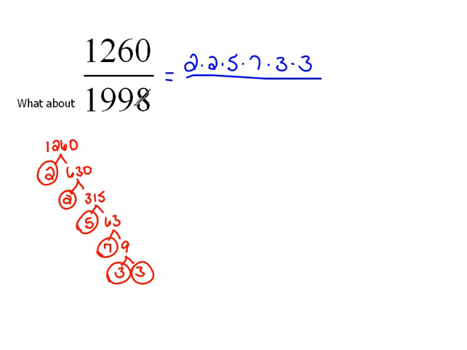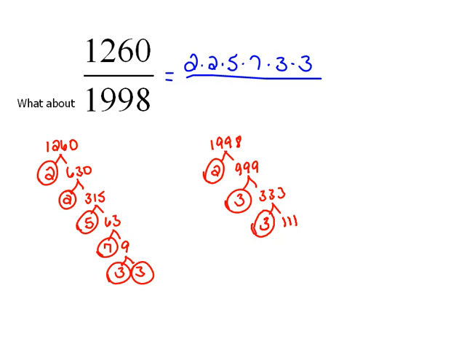And now let's do the exact same thing with the 1998. So 1998, let's see, 2 times 999 will give us 1998. And 999, 3 will go into that 333 times. And 333 would be 3 times 111. And 111 is 3 times 37. Now, those are prime. So I could rewrite 1998 as 2 times 3 times 3 times 3 times 37.